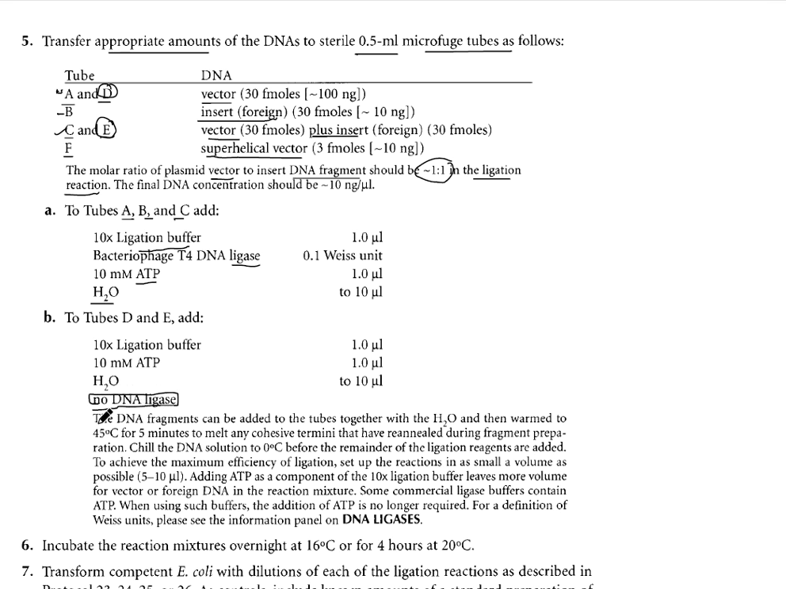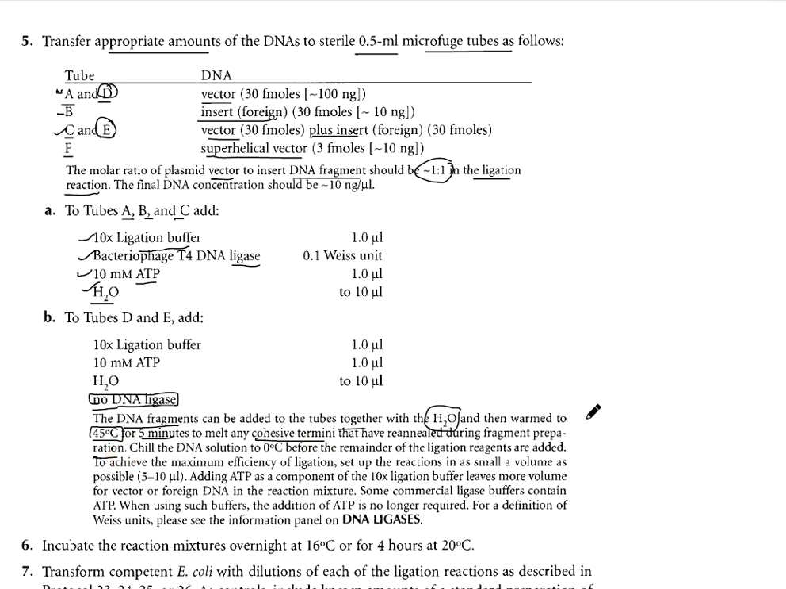Okay, so what's the purpose of all that? The DNA fragments can be added to the tube together with the water. Here it is written: you have to add the mixture first, buffer, enzyme, ATP and water. Now you also have to add the insert and the vector. So DNA fragments can be added to the tubes together with water and then warmed to 45 degrees centigrade for 5 minutes to melt any cohesive termini that have re-annealed during fragment preparation.